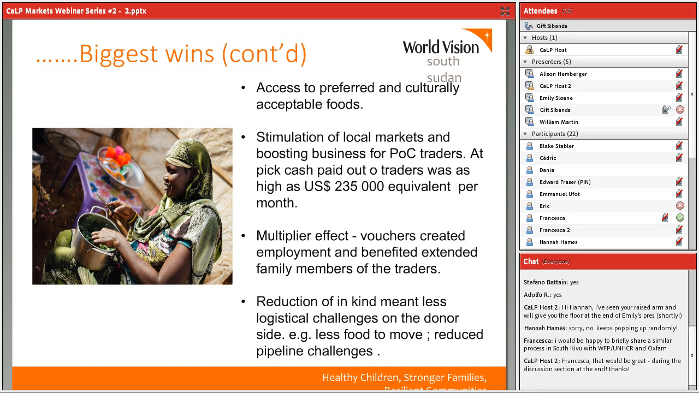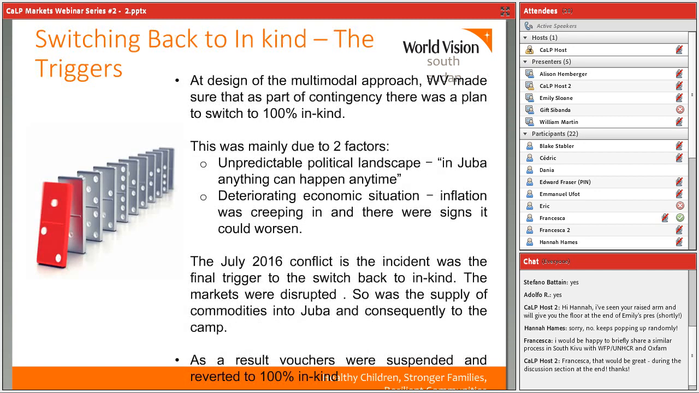And also the reduction of in-kind meant less logistical challenges for the donor. You can imagine, for the POC on a month-on-month basis, we were moving something like 600 metric tons. So when you bring in this other component of cash, it means there's a logistical reduction in terms of the tonnage that you are able to move, and consequently reduced pipeline challenges. Now, if you look at the next slide, we are talking about switching back to in-kind, the triggers.